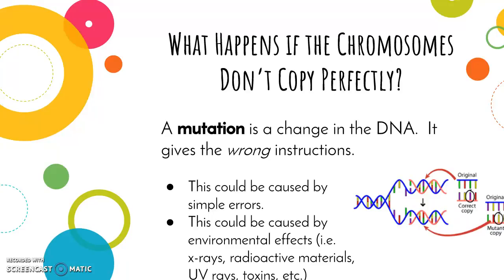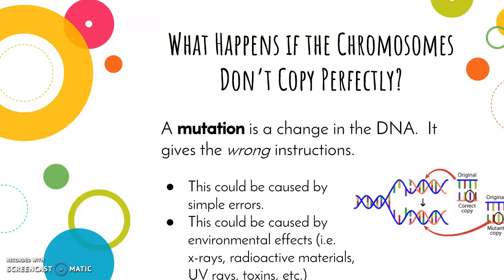This might happen because the DNA has a change in its base pairs, and that can cause simple errors. Sometimes it just happens, and sometimes our environment causes this to happen. So this might be X-rays, radioactive material, the sun, UV rays, or maybe something toxic that we've come in contact with. In class, we're going to discuss what the result of a mutation is in each organism.